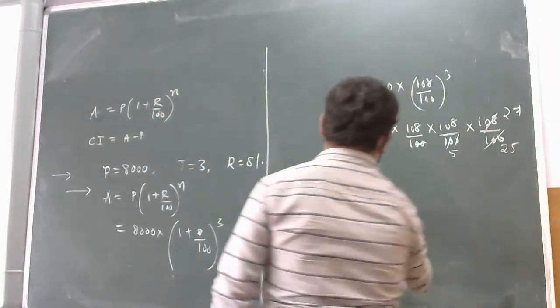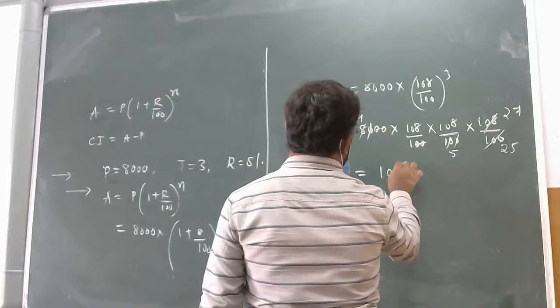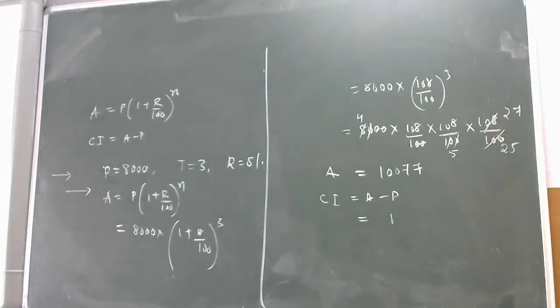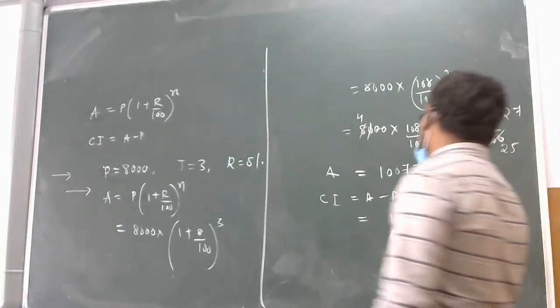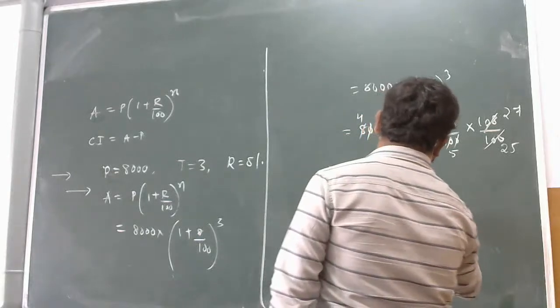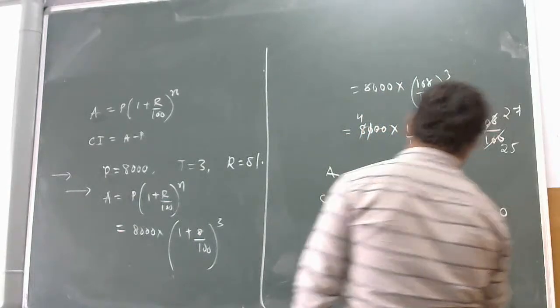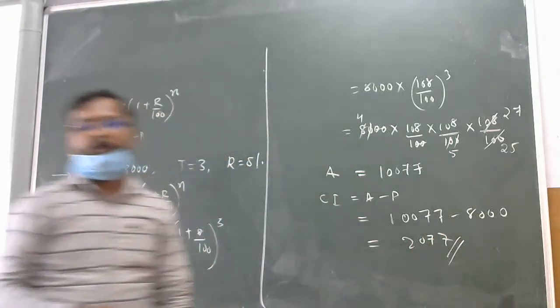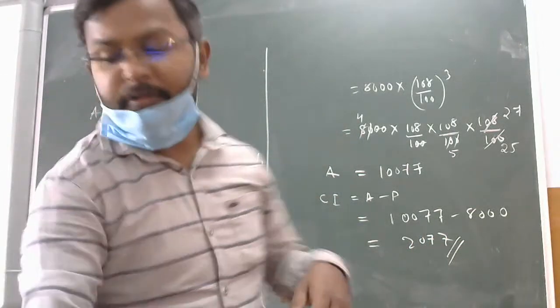10,077. Okay, so your amount is 10,077. So your compound interest will be what? 10,077 minus 8,000, so you'll be getting 2,077. Okay, so next.